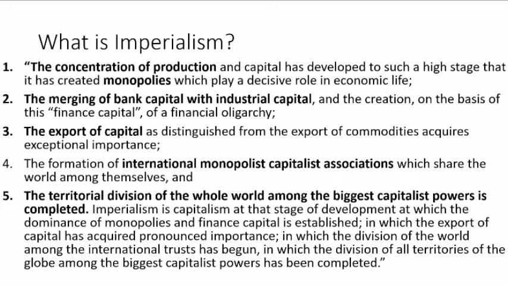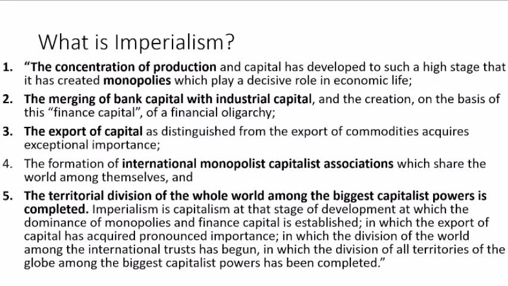So, number two, second characteristic: the merging of bank capital with industrial capital and the creation, on the basis of this finance capital, of a financial oligarchy. Number three, the export of capital, as distinguished from the export of commodities, acquires exceptional importance. Number four, the formation of international monopolist capitalist associations, which is what I just mentioned, which share the world among themselves. And number five, the territorial division of the whole world among the biggest capitalist powers is completed.